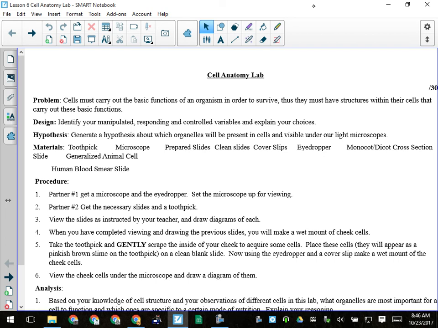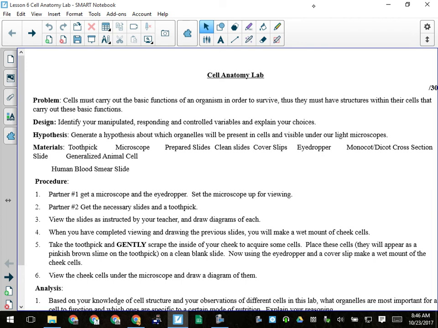So the problem we're looking at today has to do with the second point of the cell theory, and that is that cells have to carry out the basic functions of an organism in order to survive. Thus, they must have structures within their cells that carry out these basic functions. So for our variables, you are going to be looking at a plant cell, an animal cell, and a cell of your own.